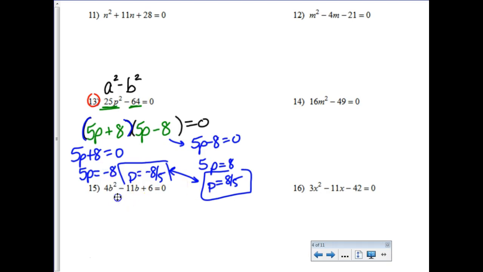Number 15 and 16 are still trinomials with no common factor, but these are the harder puzzles where you have to kind of think before you settle on your factors and really check your puzzle. So first terms have to multiply to 4b squared. I'm thinking it's going to be 4b and 1b. And the issue I'm running into is with the 6, but we'll see.